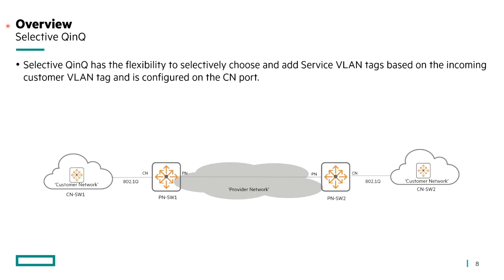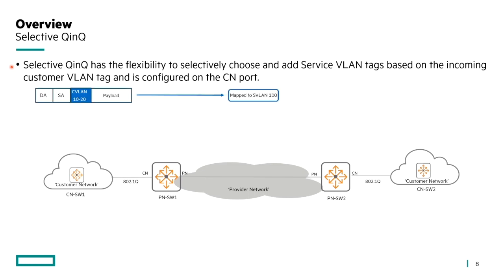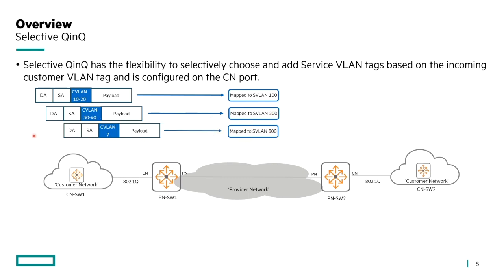So the 8325 and the 8400 series support base QinQ, but they also support the additional feature sets. So the first feature set that's in addition on these platforms is Selective QinQ. Now, Selective QinQ provides much more flexibility to choose which CVLANs are mapped to a specific SVLAN. So for an example, we can have 802.1q tagged traffic VLANs 10 to 20 mapped to SVLAN 100, for example. Some additional customer VLAN traffic 30 to 40 mapped to another SVLAN of 200. Same with customer VLAN of 7 mapped to, say, SVLAN 300.